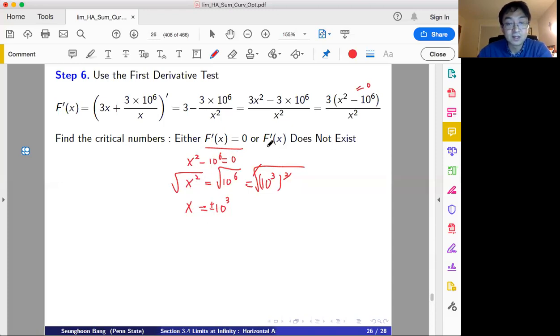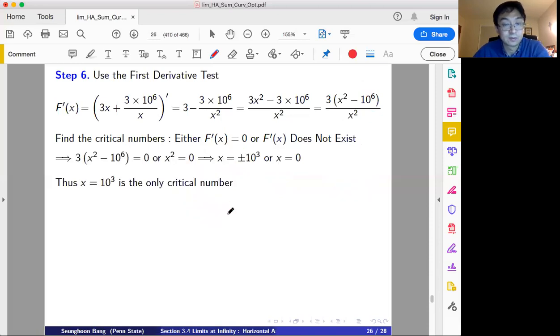F prime of x does not exist only when the bottom equals 0. X squared equals 0, so x is 0. We have three numbers. Only the positive one is a critical number because of the domain. X is just the positive numbers, right? Only choose positive 10 cubed.